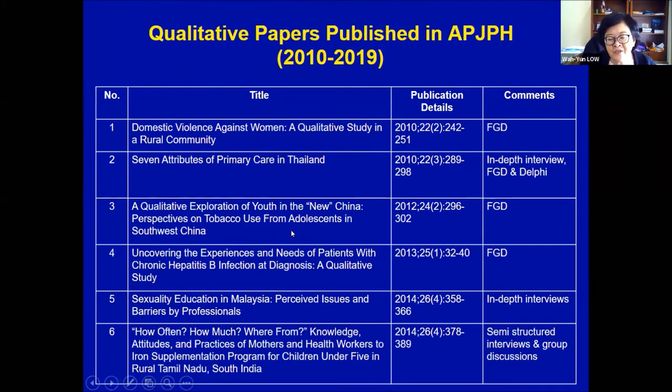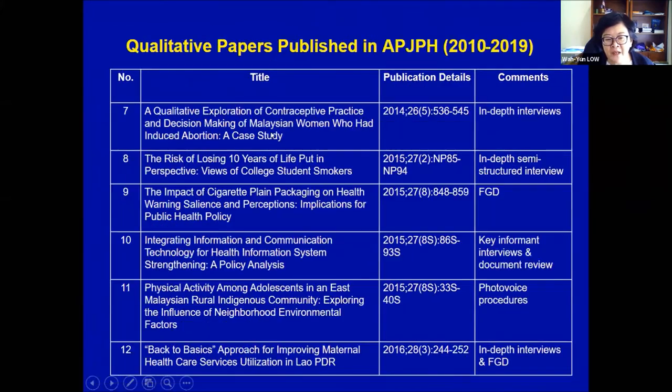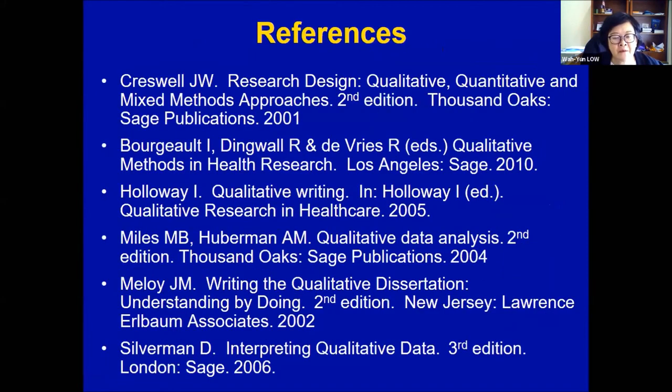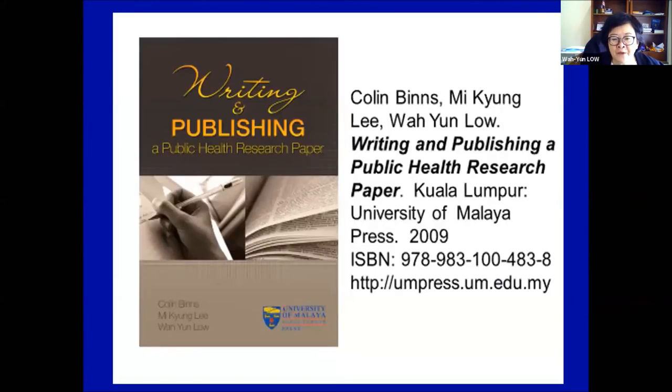All right. Now, just to show you some of the papers that we published in ABJBH, this is our qualitative paper. For instance, in 2010, we published domestic violence against women, a qualitative study. So these are some of the qualitative studies that we have published in our journal. But still, most of what is published in our journal are quantitative research papers. Right. I will leave you to that.